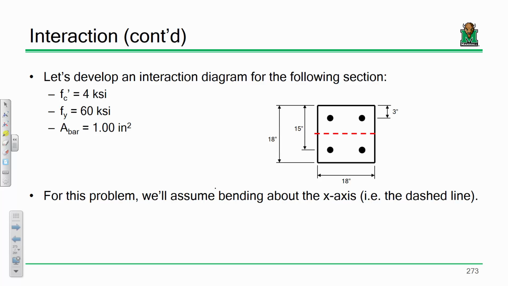The column's 18 inches by 18 inches. We'll say the cover is 3 inches all around, and we'll say that it's being bent this way. It really wouldn't matter for this column if it was being bent the other way because the column is symmetric, okay? But if I had a column that was longer one way than another, obviously it's going to be weaker in one direction. But for our purposes, let's keep this simple. So we'll say we're bending it about that dashed line, about the x-axis, if you will, okay?